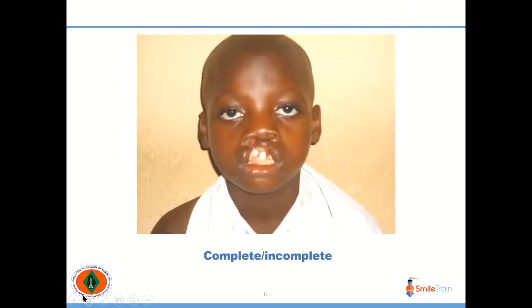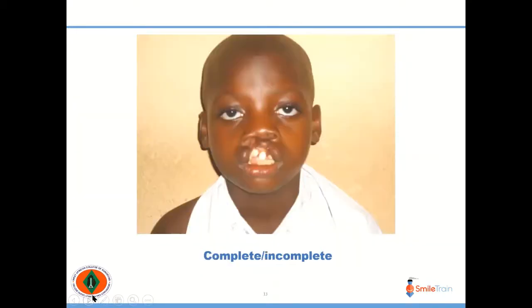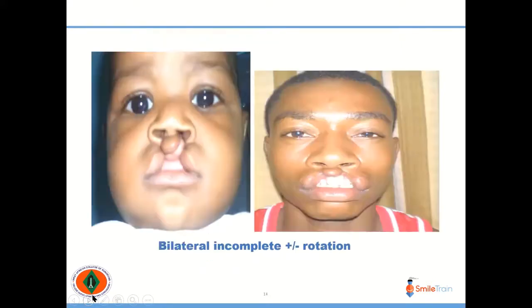So here you have complete on both sides, with a rotated premax on the left, and on the right, complete, where the premax is not rotated. This is complete on the right side, incomplete on the left side. The next one has bilateral incomplete on both sides, but on the left, you can see that the baby has a rotated premax, and on the right, that's not the case. So different variations will present themselves to you.